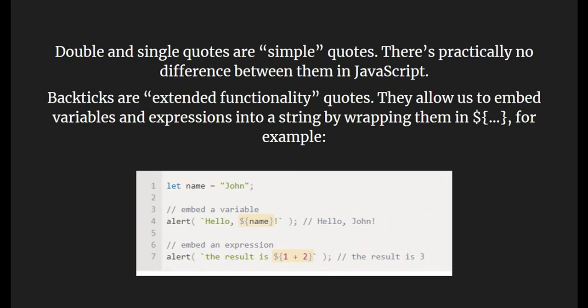Now double and single quotes are simple quotes. There is practically no difference between them in JavaScript. Backticks are extended functionality quotes. As I told you, extended functionality means they allow us to embed variables and expressions into a string, right? If you put an alert message with double quotes or single quotes, you cannot embed any variables or expressions into that string. But if you use backticks, you can include the variables and expressions into that particular script, right? Here you can see an example.